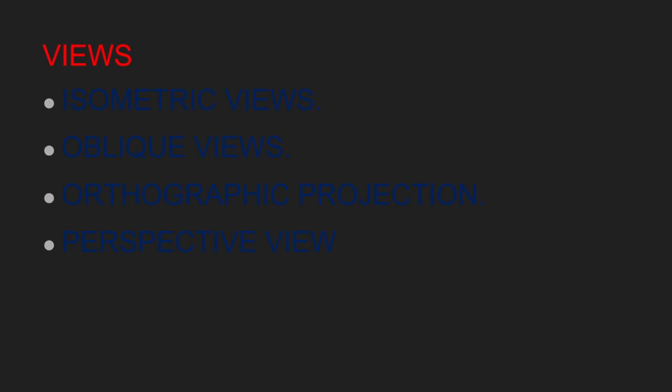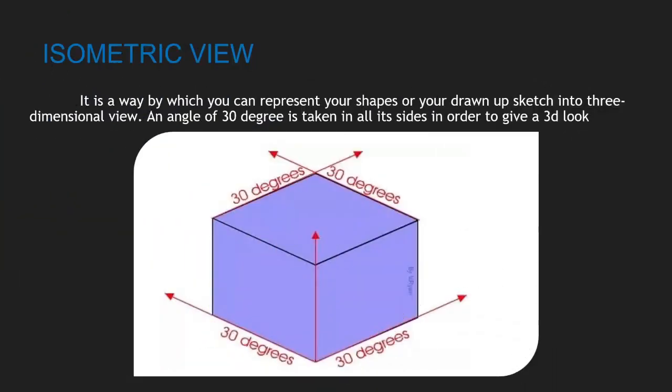Next aspect is views. In views we have four types of views: isometric views, oblique views, orthographic projection, and the perspective view. Isometric view is nothing but representing a 2D drawing which looks like a 3D. So if you see the drawing, we have an example.